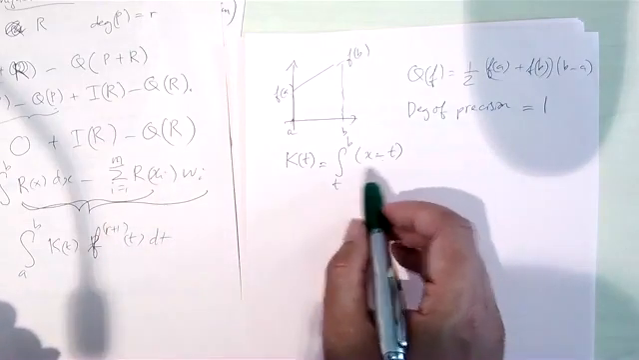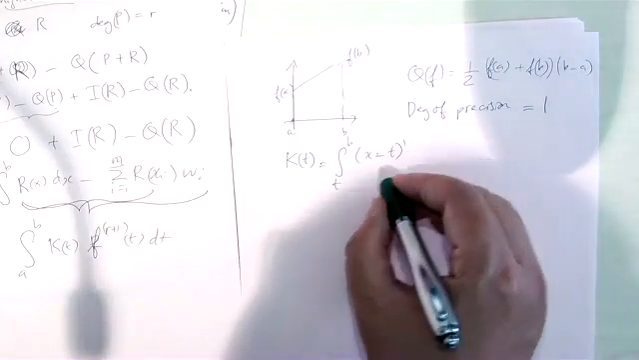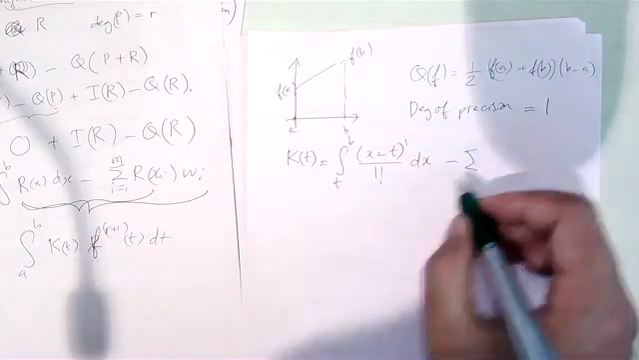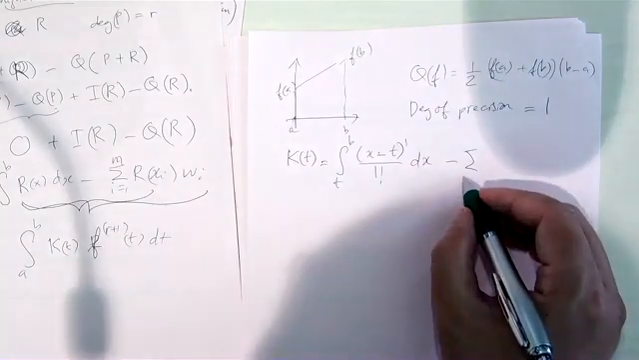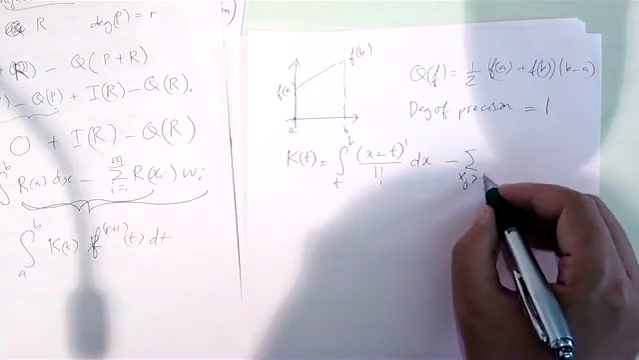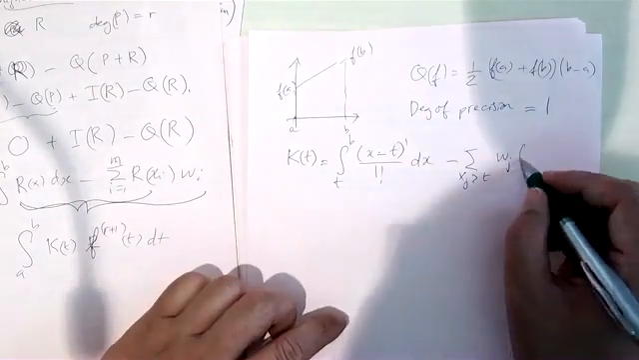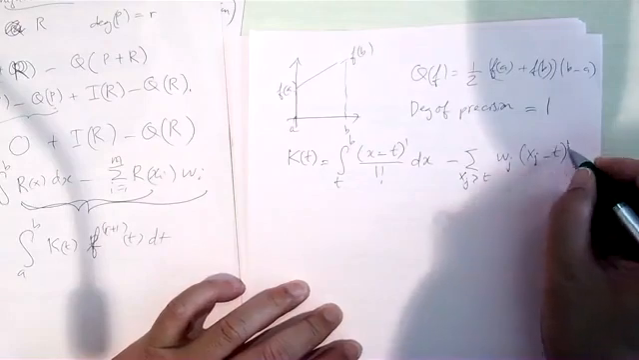Okay, so now back to the Peano kernel. Now, if I plug it into this formula, r is just equal to 1, so 1 over 1 factorial, then dx, minus the sum of, now say that xj bigger than t, so xj bigger than t, wj, xj minus t, to the power r, which is 1, over 1 factorial.